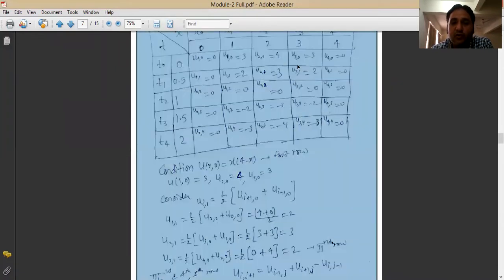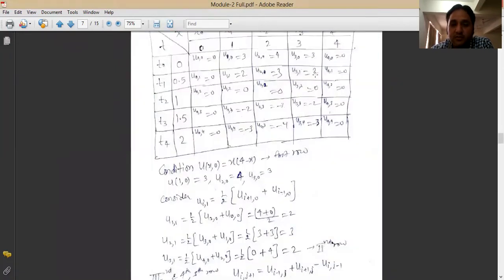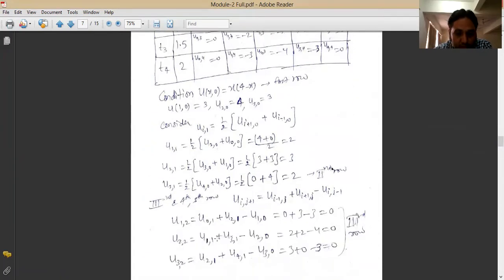like that. Now 4 plus 0 equal to 2, right? And the third row will be calculated by the formula u of i comma j plus 1 will be equal to u of i minus 1 comma j, u of i plus 1 comma j, u of i comma j minus 1. Now what is this actually?